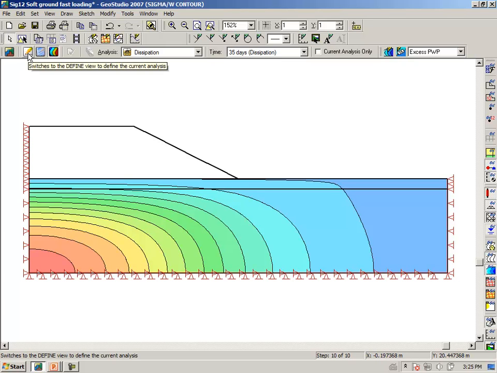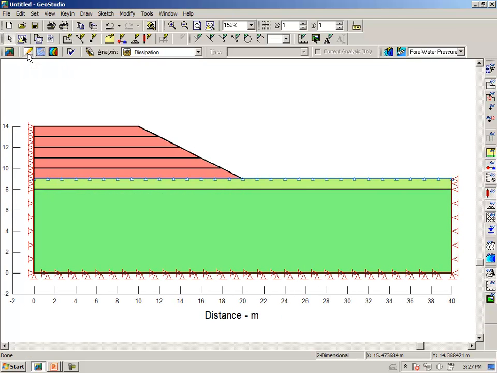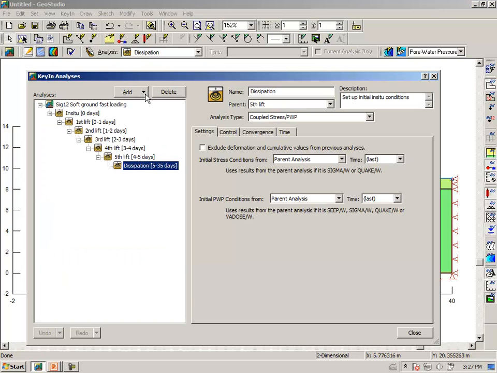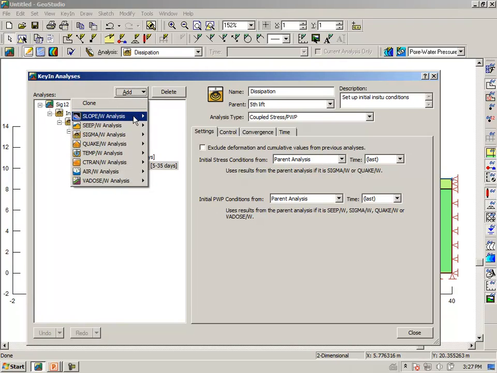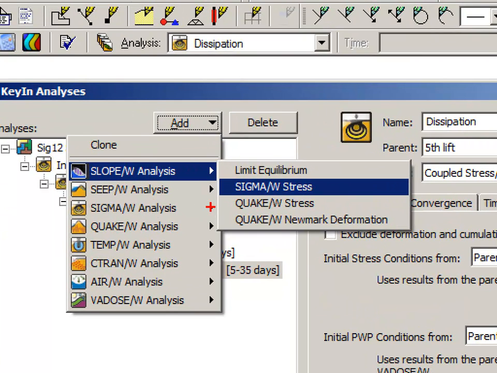Going back then to the define view, under key-in analyses, let us add a slope analysis where we are using sigma W stresses in the stability calculations. We are using a SLOPE/W analysis using SIGMA/W stresses.